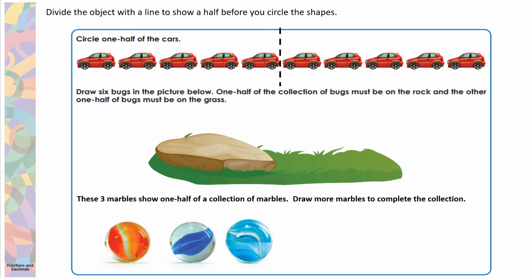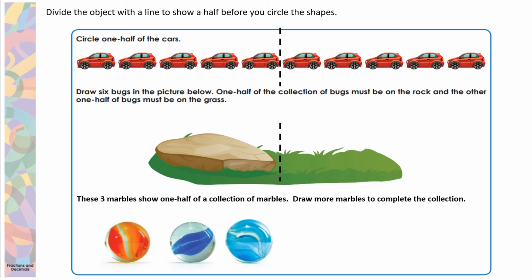Now this one, you have to do a little bit of drawing. Here you're going to draw 6 bugs, but you're going to divide them into 2 groups. Half of them are going to go on the rock and half of them are going to go on the grass. So I'm going to put my little line in to remind me. So half of 6 is going to go there and half of 6 is going to go here.